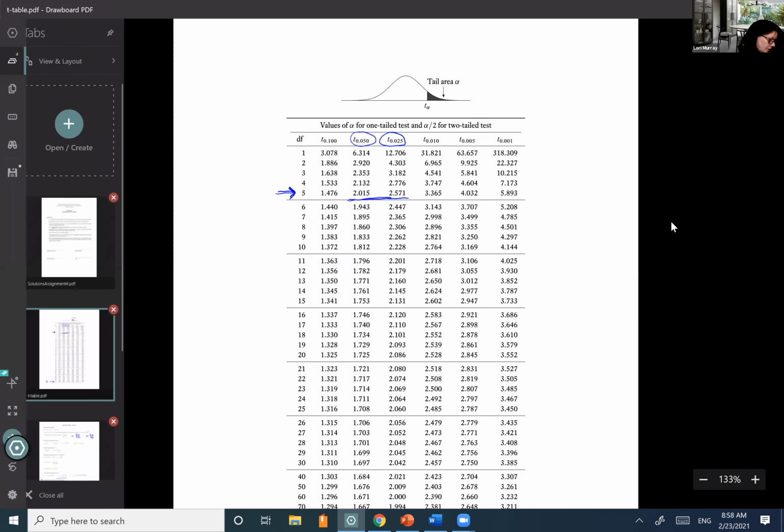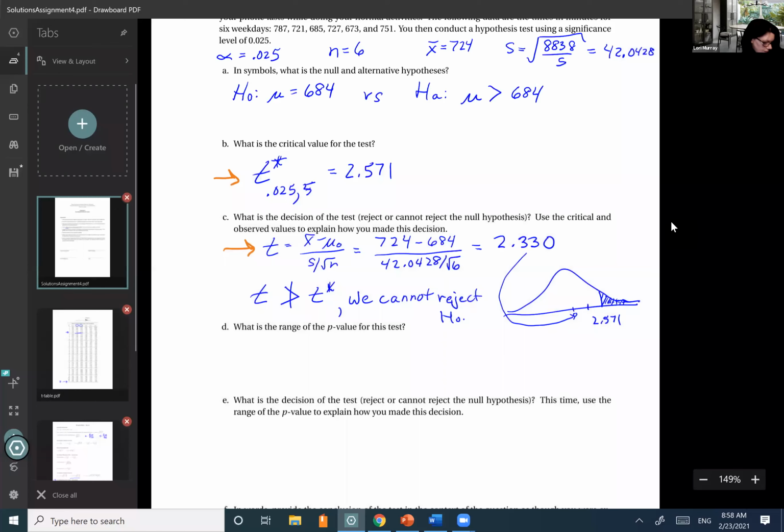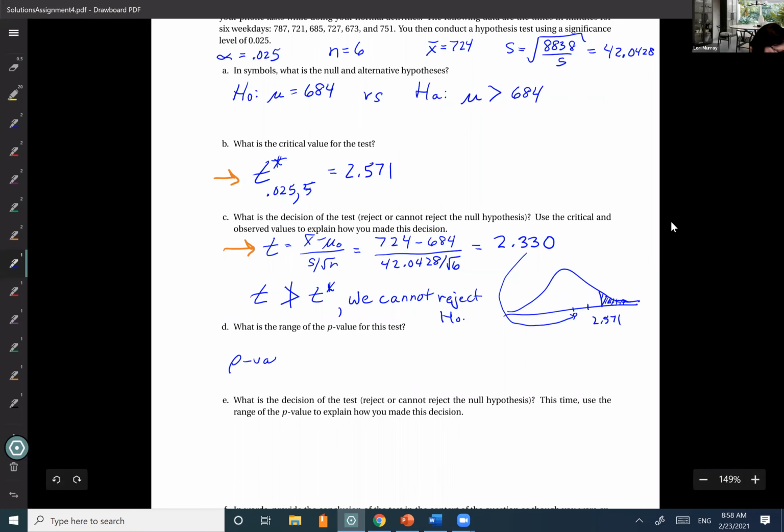So if you got that, great. So the p-value is between 0.025 and 0.05. And with the p-value, you can make a decision here now. The p-value is not less than or equal to alpha, right? It's not, then same conclusion, we cannot reject.